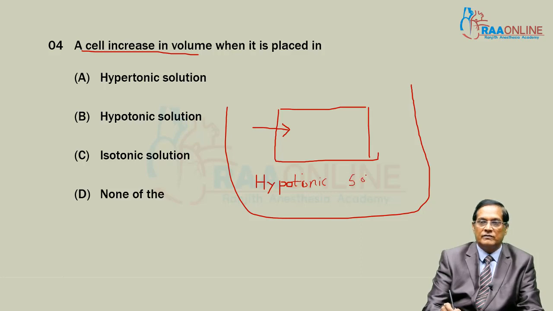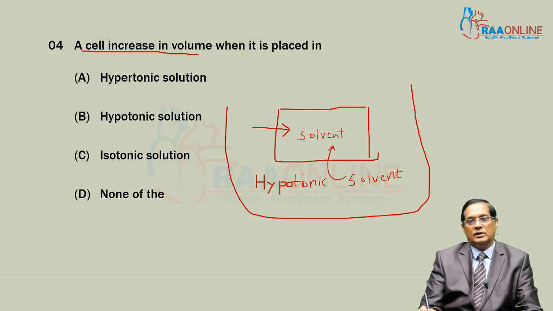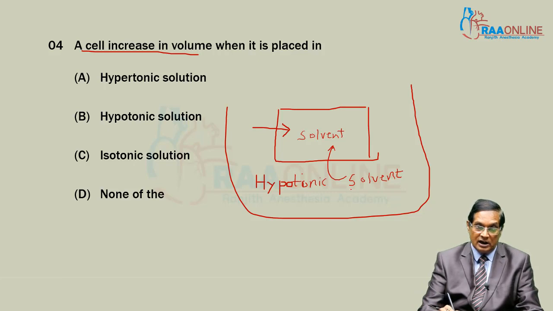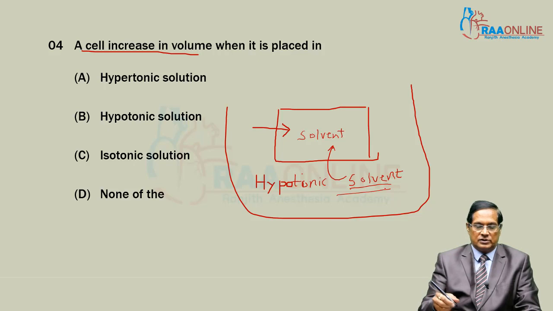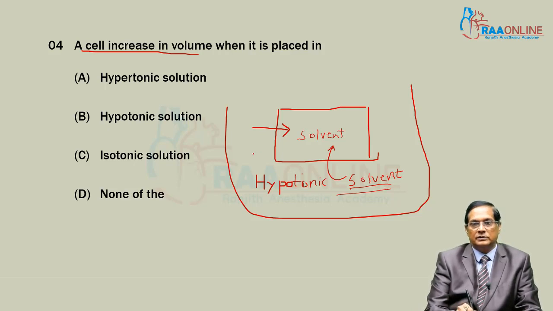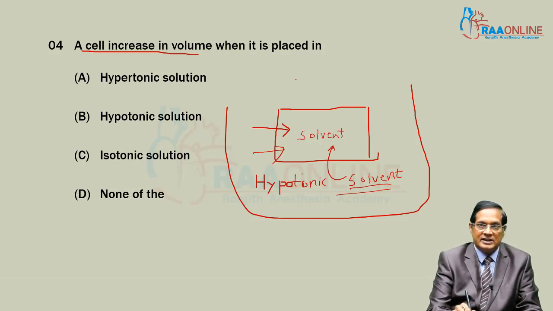That is, solvent is more in this solution, whereas in cell sap solvent is less. So there is an osmotic entry of solvent into it according to the concentration gradient of solvent only. That is, if a cell is kept in hypotonic solution, it takes water, the solvent, from the solution and swells up. That is, the cell performs endosmosis.